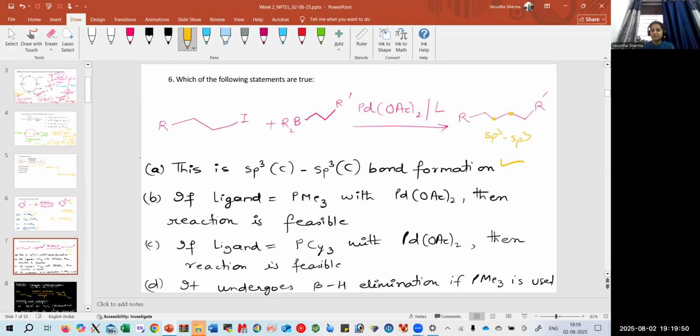If the ligand is PMe3, then is the reaction feasible? We have already seen that if there is a beta hydride elimination possibility, and you're using a ligand which is not bulky enough, it will not undergo the reaction. No, this is not feasible. Otherwise, if it is PCy3, that means a bulky cyclohexyl group attached to the phosphorus, then it can work. It undergoes beta hydride elimination if PMe3 is used. So yes, option D is also correct. So options A, C, and D, all three are correct.